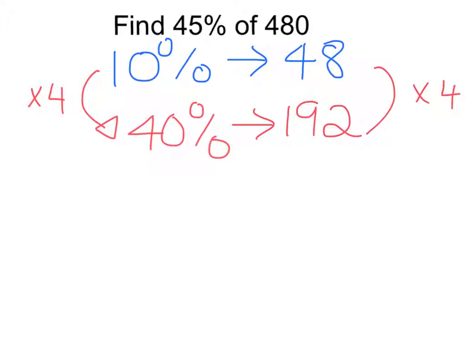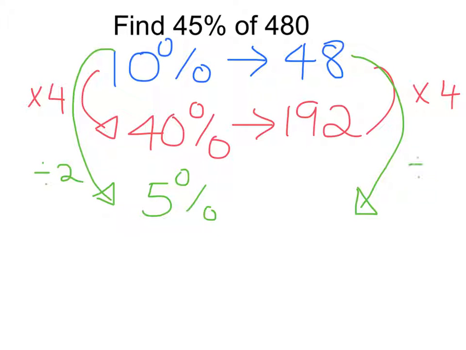So far, I've got 40%, and the question's asking for 45%. So I've now got an extra 5% to find. So I'm going to think about how I can use the 10% in order to get the extra 5%, which is what I'm looking for. So I know that half of 10% is 5%, which is what I was looking for. So if I halve the 10%, that gives me 5%. So I've also got to halve the 48 on this side as well, which gives us 24.